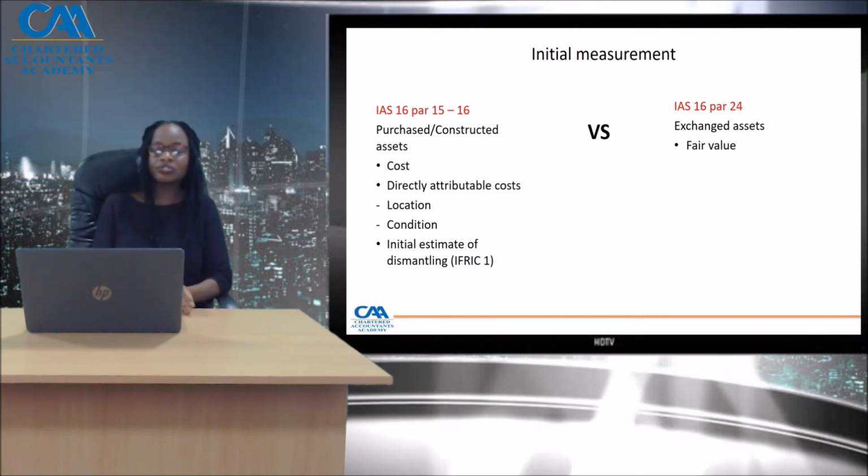In addition to your costs, when initially measuring your PPE, you also need to consider any directly attributable costs. These are costs incurred to bring the PPE to the location and condition for it to be ready for use. You also need to consider the initial estimate of dismantling per IFRIC 1, and we're going to cover this in detail in one of the coming lectures.